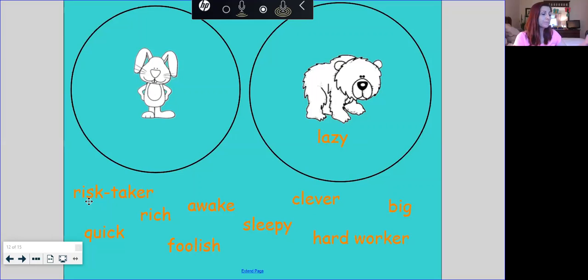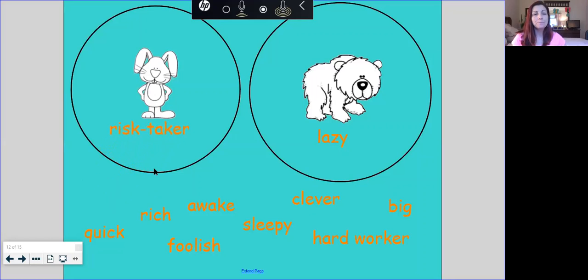I'm going to look back in the text. Here on this page, I'll read it for you. It says, Hare had once owned land, but now he had nothing. He had lost a risky bet with a tortoise and had sold all of his land to pay off the debt. A risky bet. He's a risk taker. He tries things out.